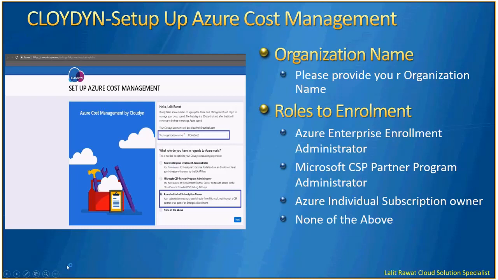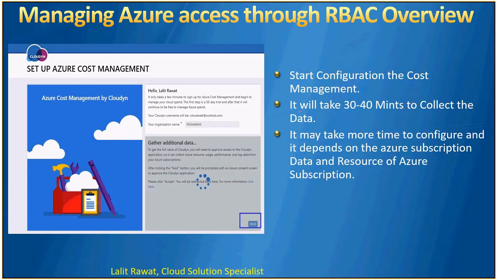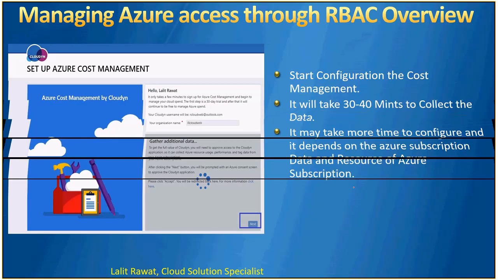So here you can go ahead and segregate the enterprise enrollment, the CSP customer. I'm an individual, so I select this, and then you just provide your organization ID name, the registration ID name, the tenant ID, and here the offer ID. You can just drop down and select your offer ID and click on next. And once you click on next, it will go and register. It will take 40 to 50 minutes, depending on how much data you wanted to use.